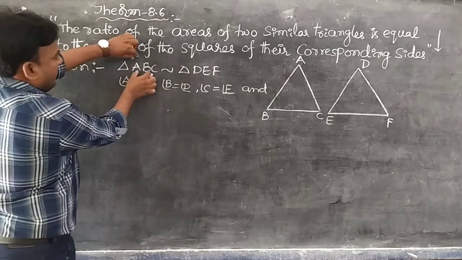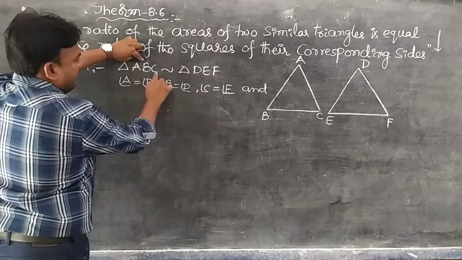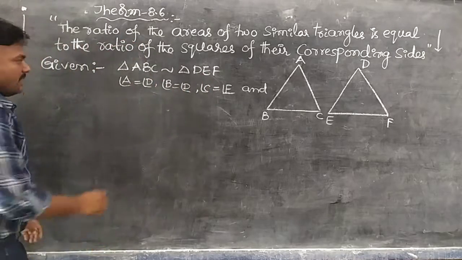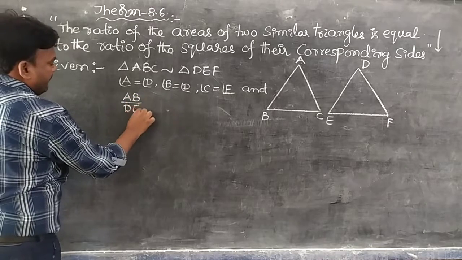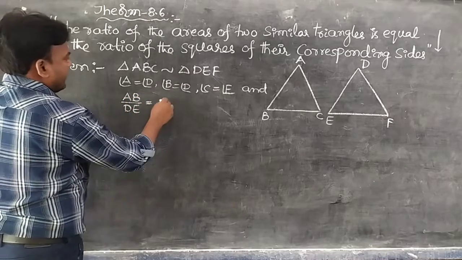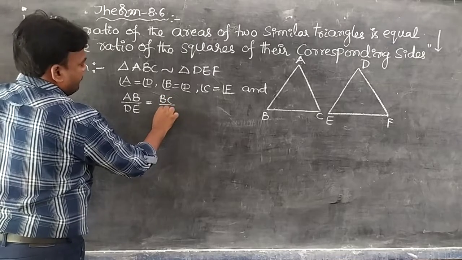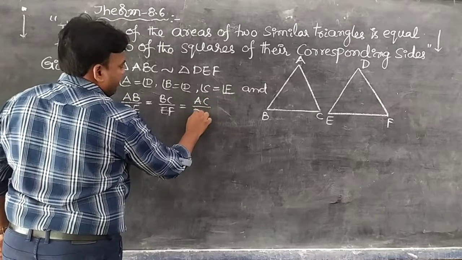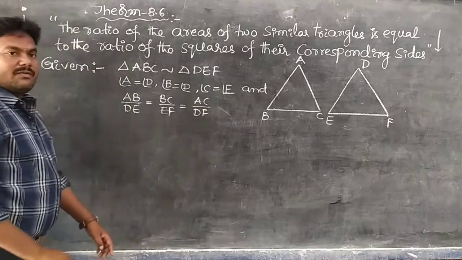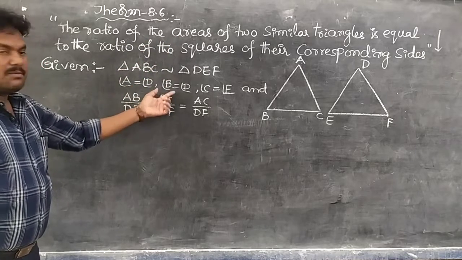And so AB by DE, next BC by EF, next AC by DF. You know very well. So that implies AB by DE equals BC by EF equals AC by DF. So by taking the first statement, we have taken two statements like this.